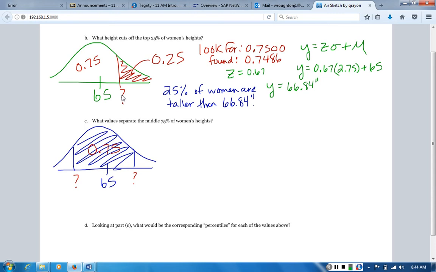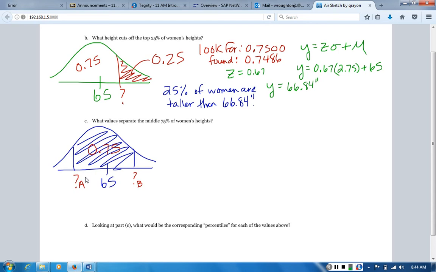Here's things I know. One's going to be smaller than 65, one's going to be bigger than 65. I can also compare this a little bit to my normal curve rule. We know 68% is within one standard deviation. I want 75%, so I'm going to be a little bit more than one standard deviation away in either direction. But I'm going to first call this one question mark A, and this one question mark B, because we're just going to treat them as two separate problems.